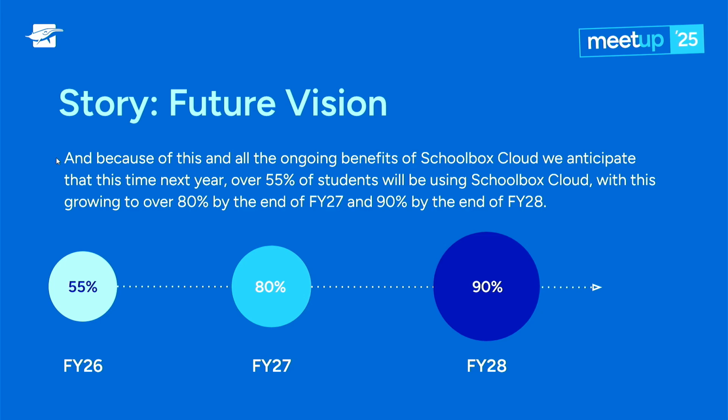We also have a vision as a company about what proportion of customers will be running Schoolbox Cloud versus self-hosted. We expect that by the end of this financial year, so the end of June next year, over half of students will be using Schoolbox in Schoolbox Cloud, and we're well on the way to achieving that. By the end of the following financial year, so FY27, we're expecting that only 20% of students will be on self-hosted, and the end of the following, only 10% left.